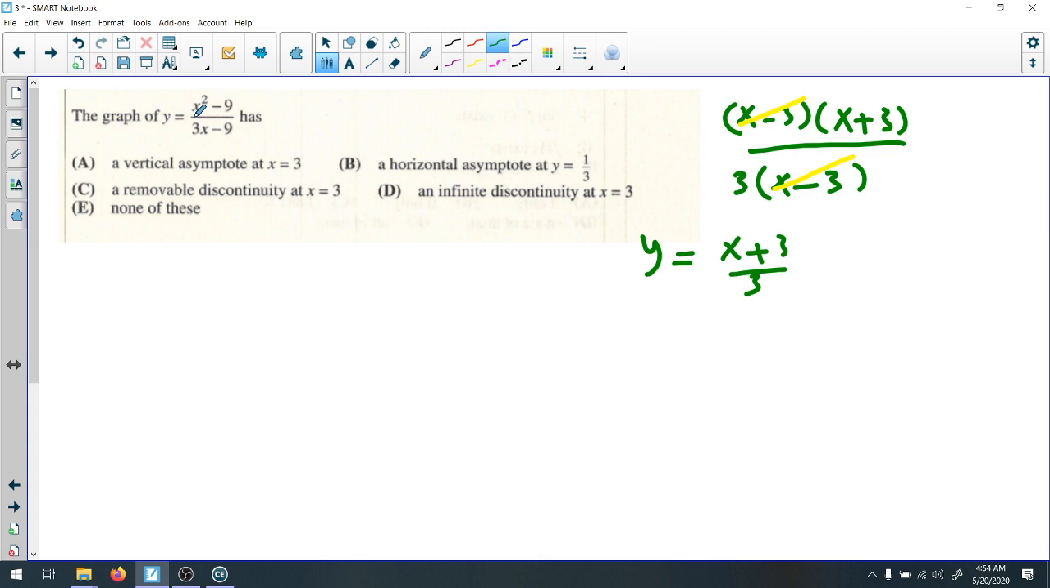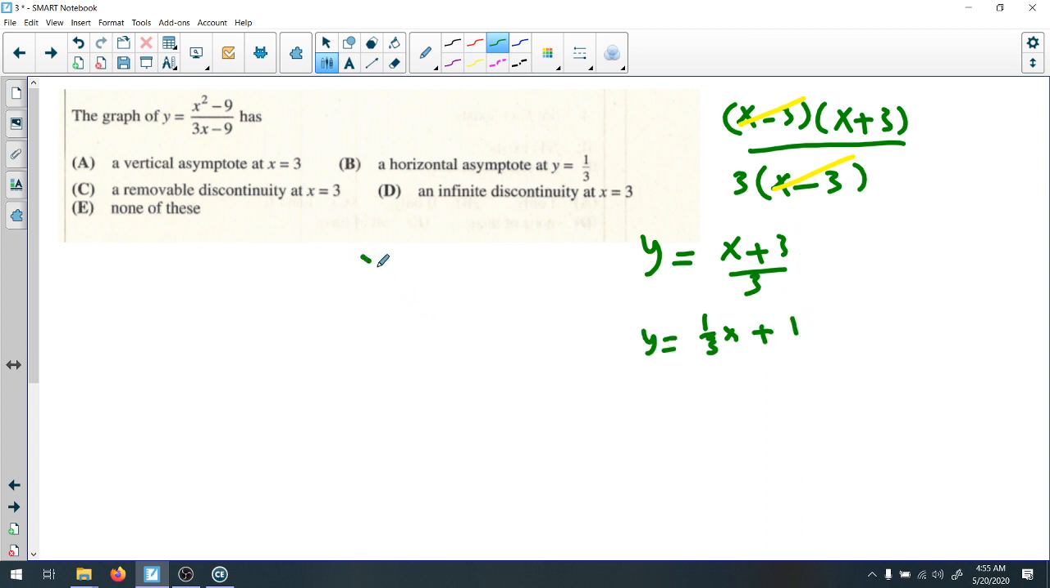So if you look at this, some of you said, oh, it will be quadratic. No, it will be rational. No, it will be linear. It looks linear. It's 1/3 x plus 3 over 3. If you divide x by 3, it will be 1/3 x. The slope is 1/3, plus 3 over 3 is 1.